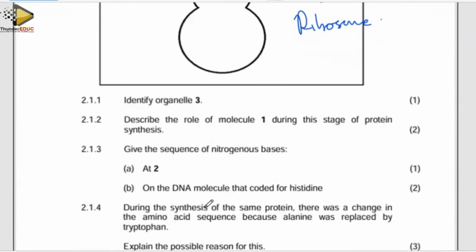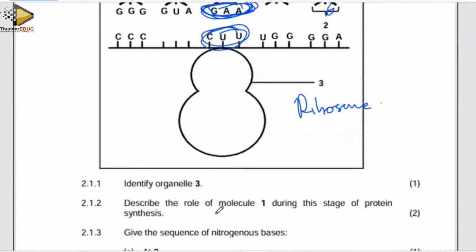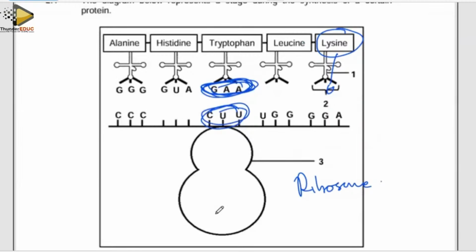Give the sequence of nitrogenous bases at number 2. So number 2 is going to be CCU, because this is messenger, it is transfer RNA. Since it is RNA, A goes with U.